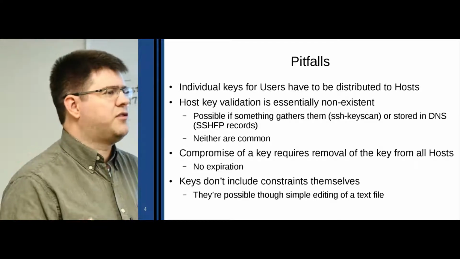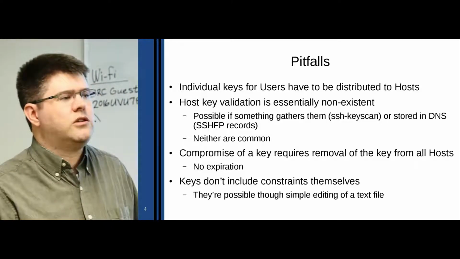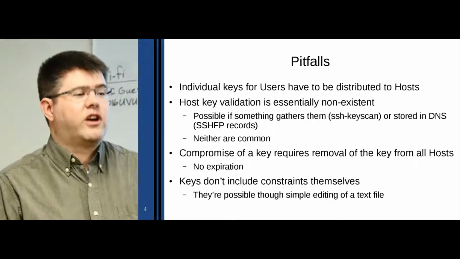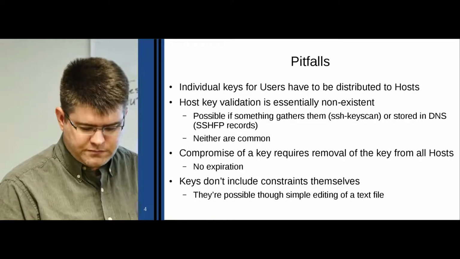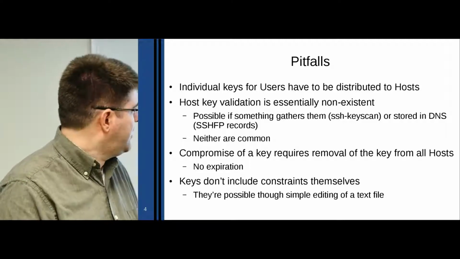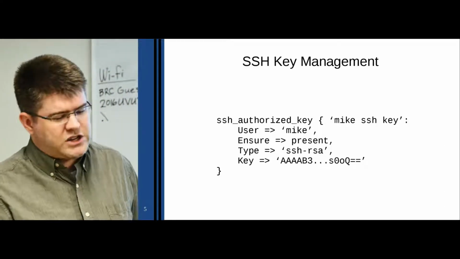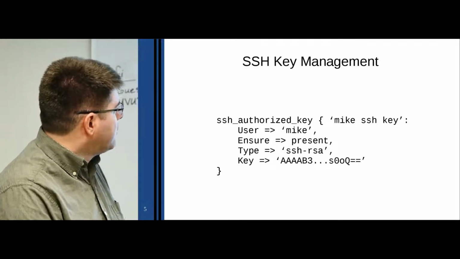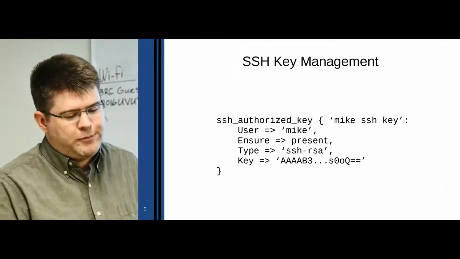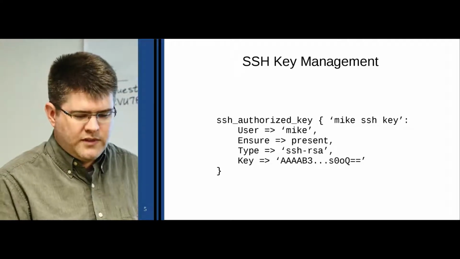But keys themselves don't contain those constraints. And if the user could edit their authorized keys file, they could potentially change some of those. And maybe you don't trust the users to change them. And so there are ways, why did that not go forward? There we go. There are ways that we could solve this with configuration management. For example, with this little bit of Puppet code, Puppet will make sure that that public key is in my user's authorized keys file.